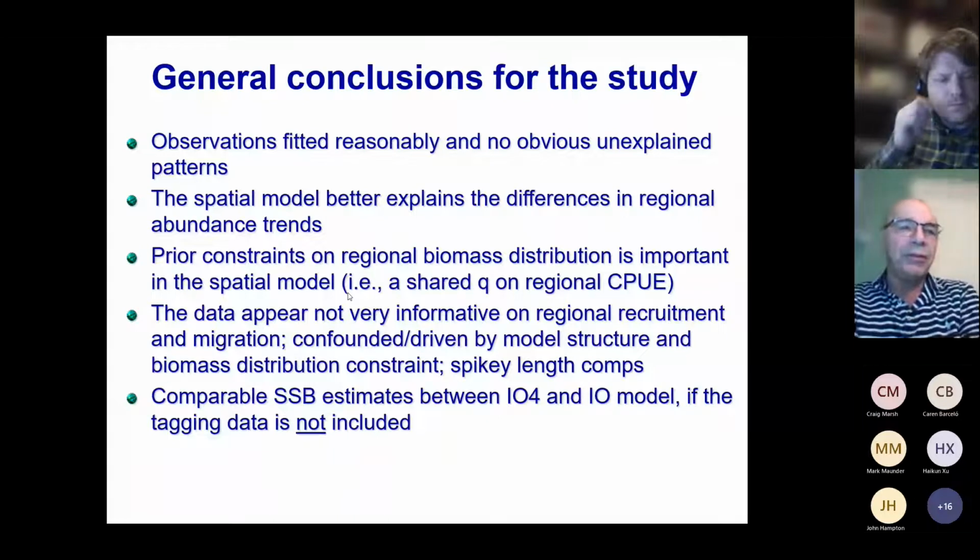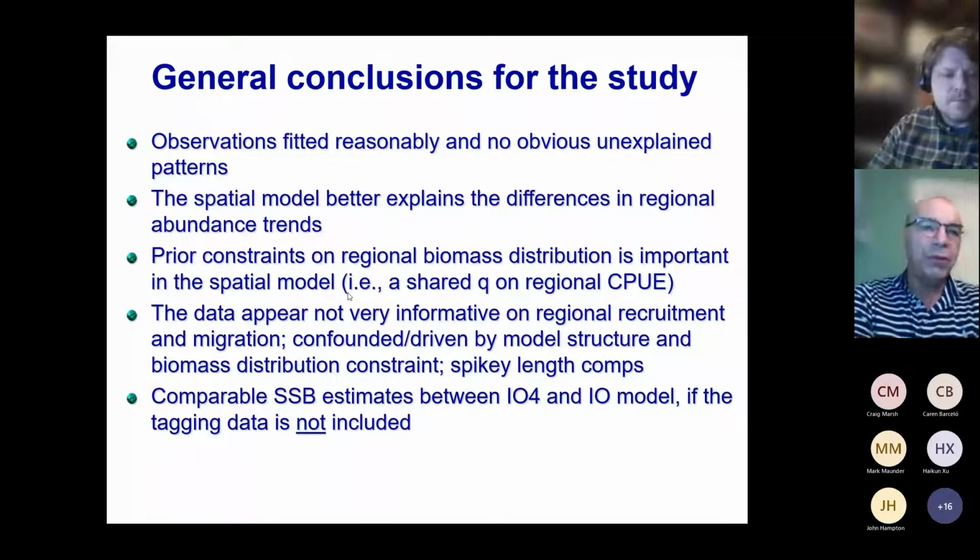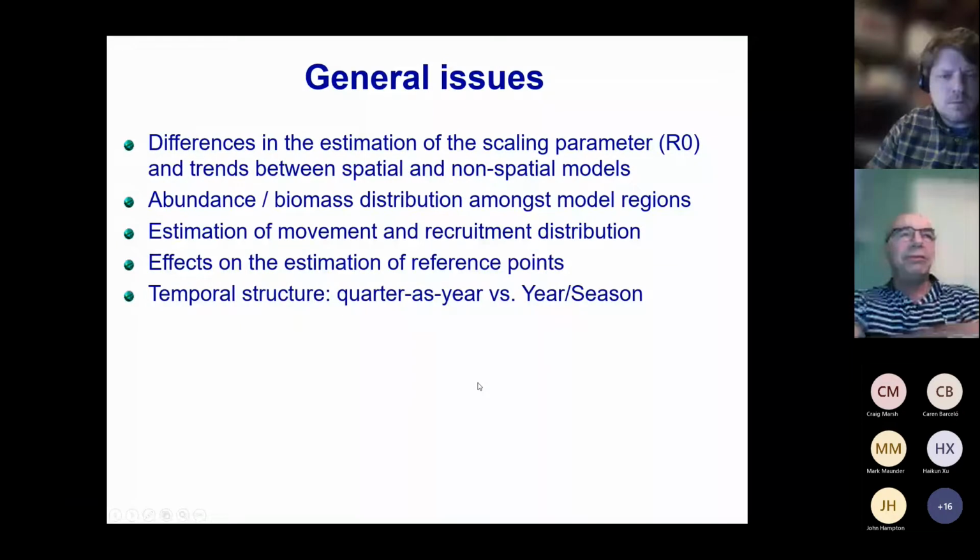What we find is that we ended up with comparable spawning stock biomass estimates between the 4 area model and the single area model, but when we include the tagging data in it, we see some greater difference there. So better understanding of just what is causing that would be helpful. We find differences in estimation of the scaling parameter between the 2 models. And we see similar biomass distributions across areas.